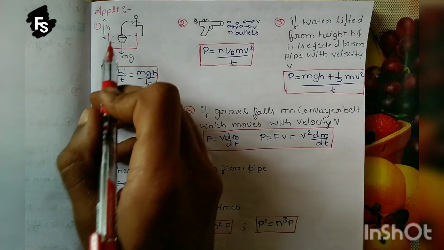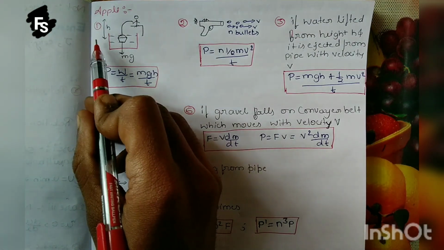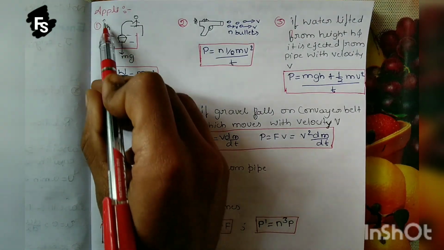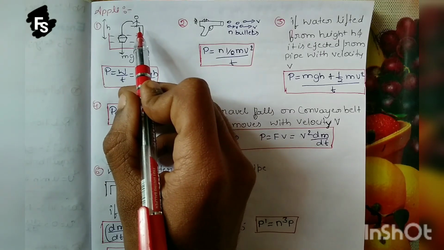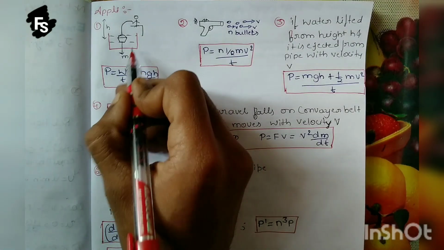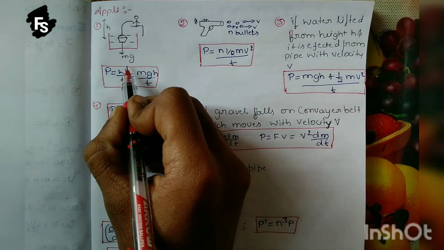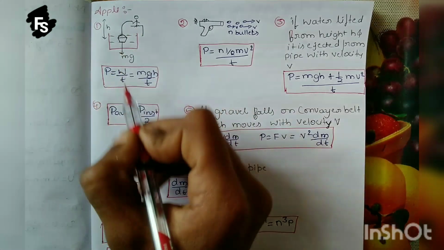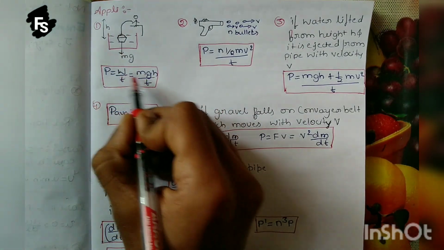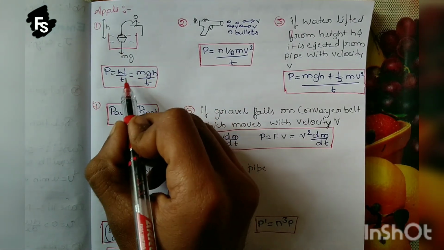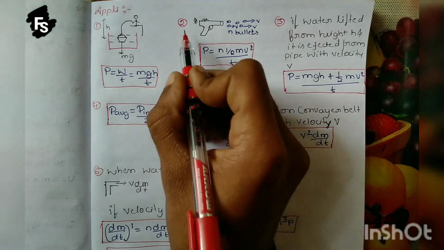Let me solve some applications of power. First, if the bucket is lifted to height h by the person, what is the power? Power is equal to work done by time taken. What is the work done in lifting this bucket from here to here, height h? mgh. So power is equal to work done by time, so mgh by time.